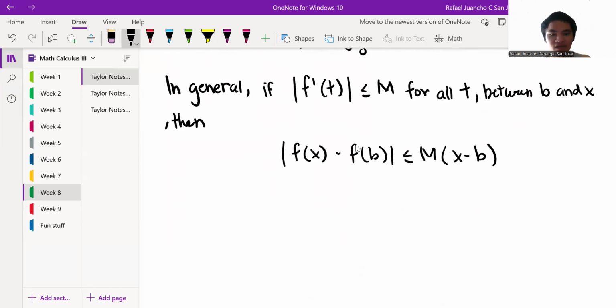M x minus b. Okay, let's test our understanding by writing out the reasoning behind this inequality. So the idea is that if we have more information, we can get better and better approximations.